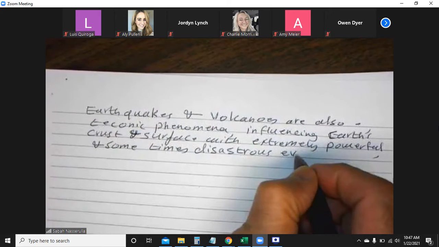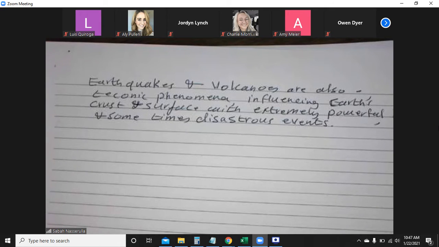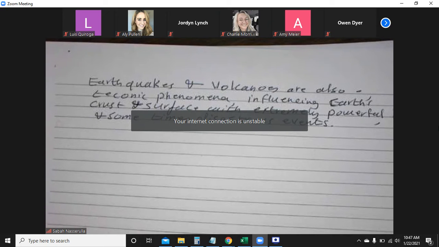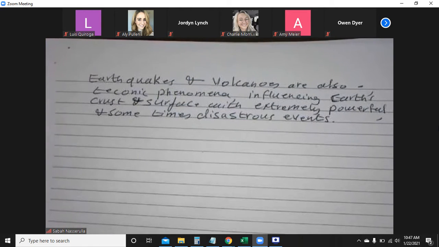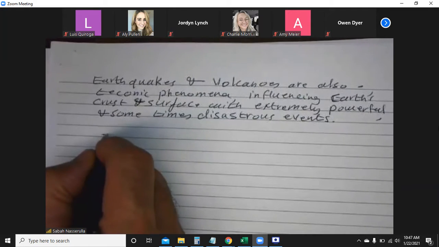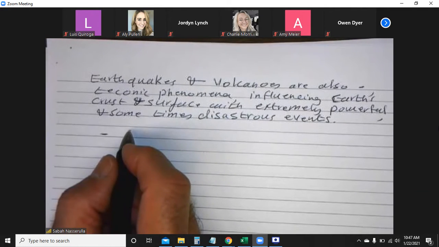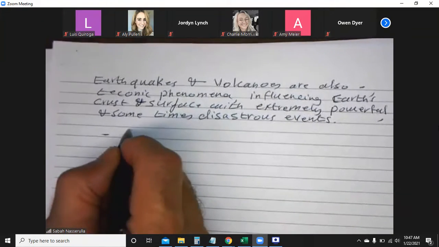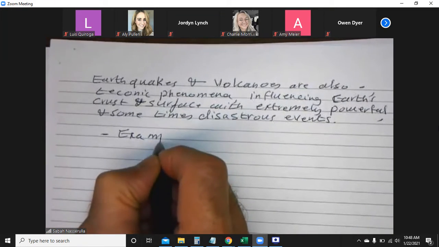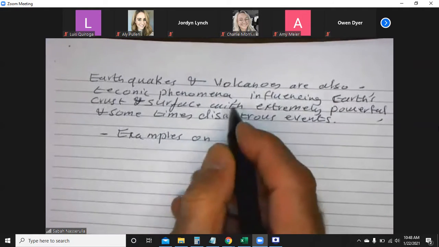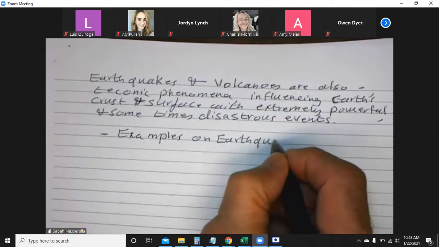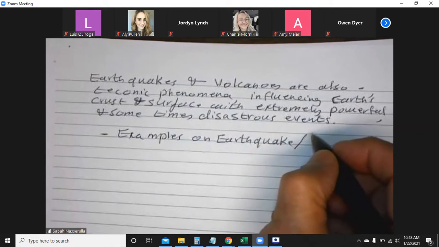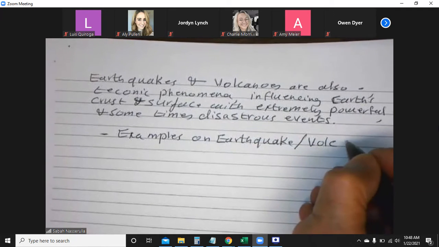What you call very disastrous types of earthquakes and volcanoes which occurred within recorded history, as a matter of fact. Talk about this one here, going to mention about this one here. Okay, now, for example, just a small subtitle here if you want to put it down. Example on earthquakes and or volcanoes.